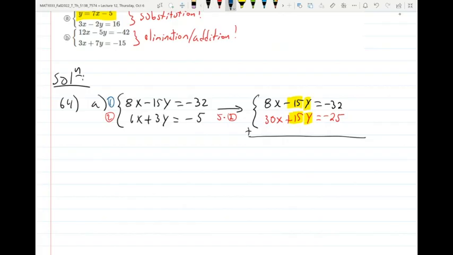All right, so let's add them. So the y's are gone. Everybody understand this? So what do we get on the left? 38x equals, what do we have on the right? Negative 57. And now we can solve for x. So x is negative 57 over 38.